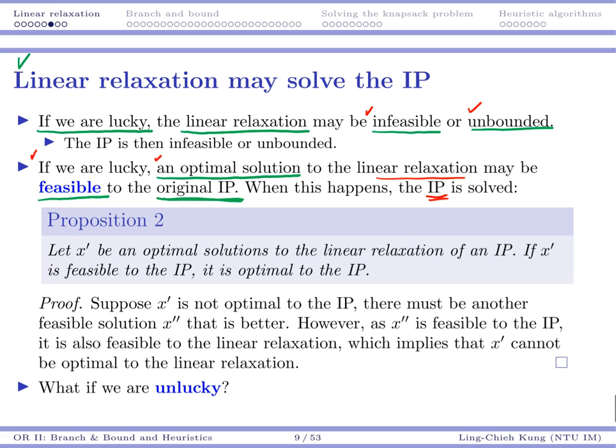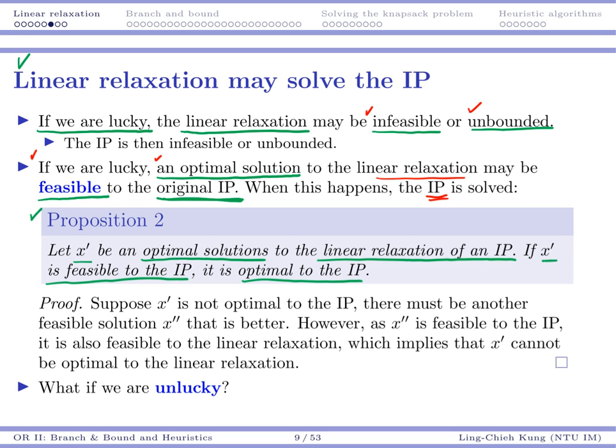Why is that? Well, let's take a look at the formal statement. Let's say x prime is an optimal solution to the linear relaxation of an integer program. Suppose the x prime is feasible to the original IP, which means all its values are integers. It would also be optimal.